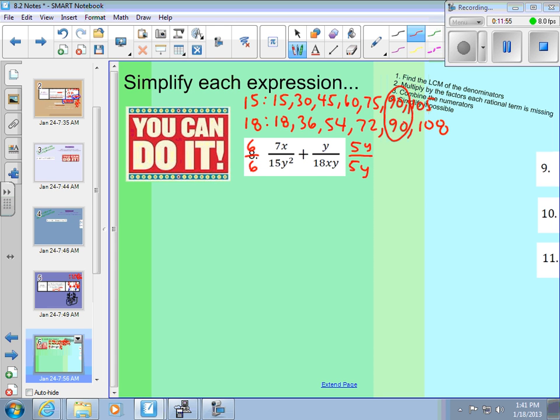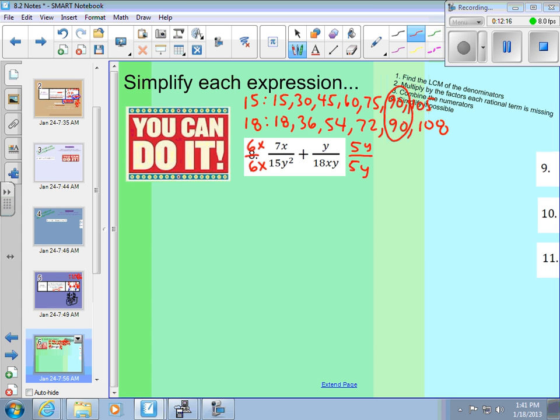If we go to the second term, we've taken care of our number, we've taken care of the y's, but there's an x. We don't have the x over in the left denominator. So we got to multiply by an x. And again, whatever you multiply the denominator by, you got to multiply the numerator by. If we do this multiplication now, we should be able to get a common denominator.